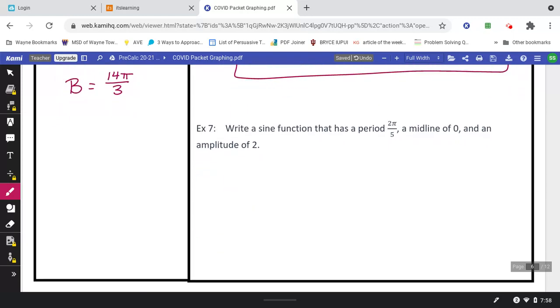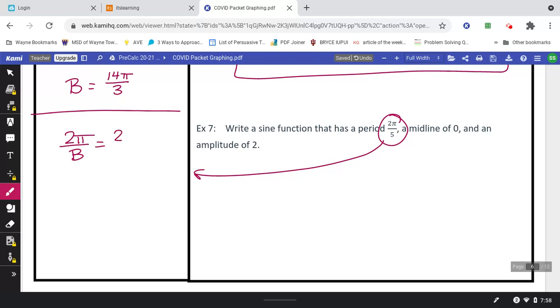All right, last one. Sine function. Period of 2 pi over 5, so we're going to use that over here. We would write 2 pi over b equals 2 pi over 5. And just looking at that, if you can tell what the b is going to be, you can go ahead and just skip to that part. But if the numerators are the same, the denominators would obviously have to be the same, so b would equal 5. If you wanted to go through the cross multiplication, it would look like this. Cancel out the pi's and divide by the 2. But again, if the numerators are the same, the denominators have to be the same.